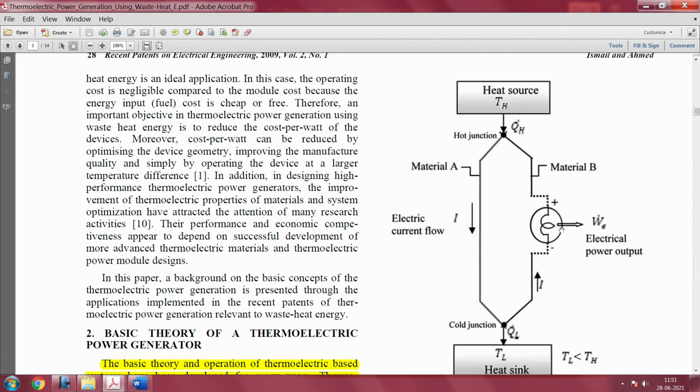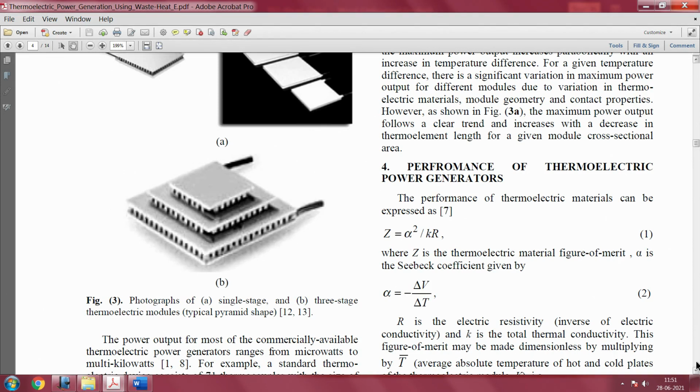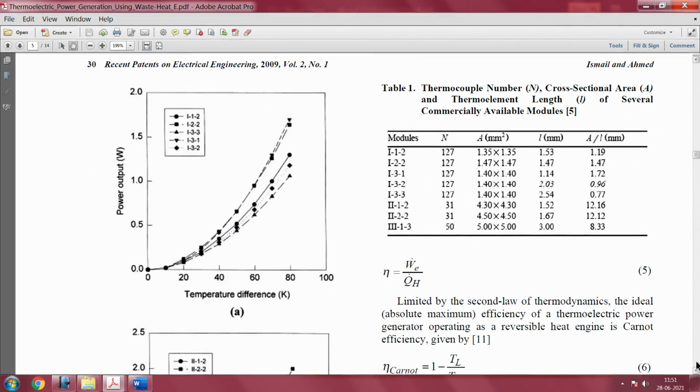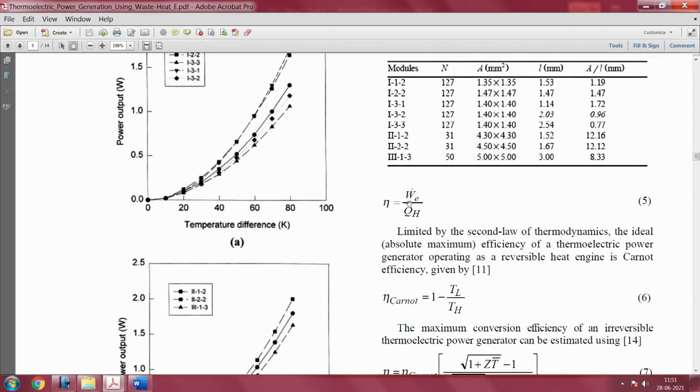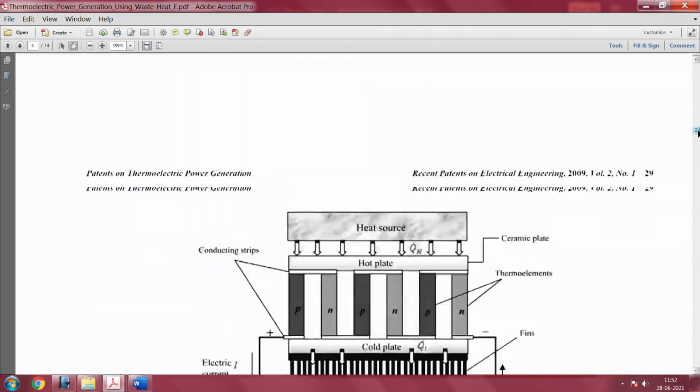Well, efficiency is what you feed in, QH, and what you get out. This is in the thermal domain, this is in the electrical domain, right. If you take the efficiency, it will simply be WE by QH, which is shown here already in this equation. I will show you that directly here. You can see this expression, equation 5, says WE by QH, which is essentially the equation.